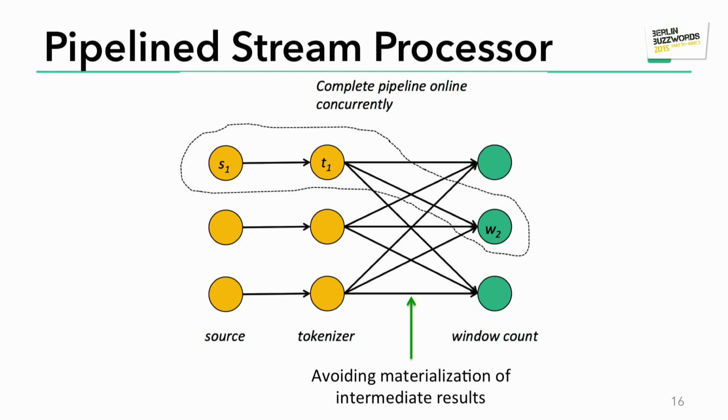Next, I said we have the pipelined stream processor. Unlike many other data flow systems, which execute the data flow stage-wise, so one operator after another, Flink tries to bring as many operators online as possible. By doing this, we can avoid materializing intermediate results, so we can simply take one element of the input, give it to one operator, take the result, give it to the next, so pipe it through the data flow more or less.